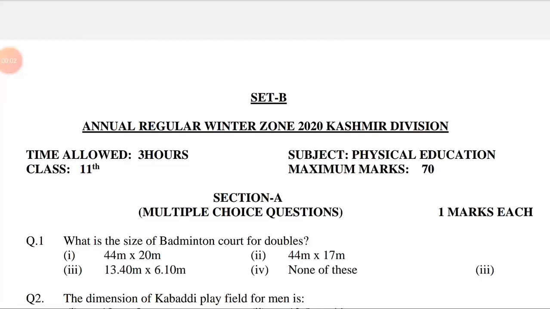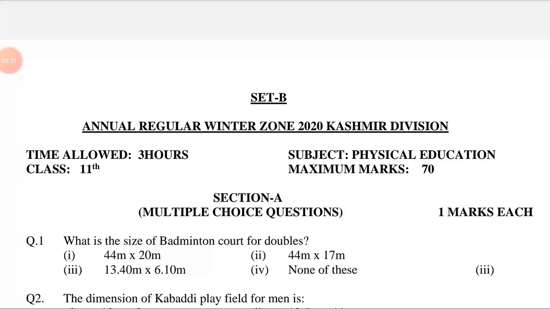Hello dear students, today I am going to discuss the B set paper of class higher secondary part first subject physical education for the session annual regular 2020 winter zone of Kashmir division. I hope that this question paper is helpful for the coming exam in summer zone of Jammu division.